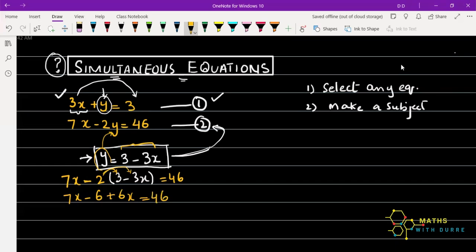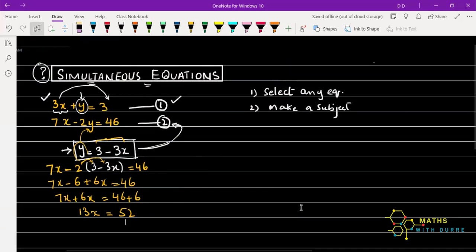Now I will arrange the like terms. I have to solve the like terms. I'm going to take this 6 to the other side. 46 plus 6. Now it becomes 13x, which is 52. Now x equals 52 over 13, which gives us 4.